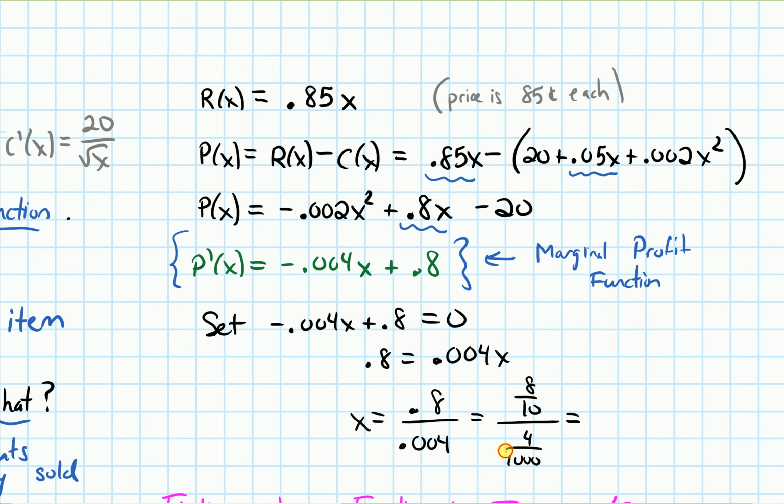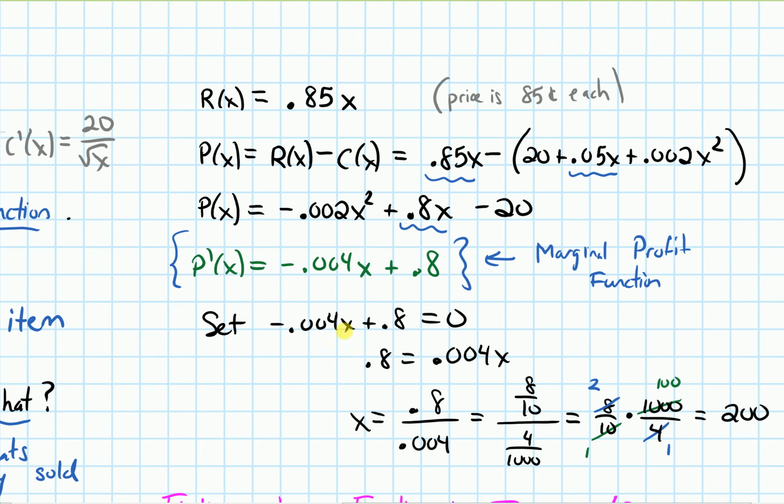This is something I could definitely do without a calculator, so I want to practice doing it without one. So 8 over 10, and when I divide by a fraction, that's the same thing as multiplying by the reciprocal. So I multiply by 1,000 over 4. Then the 10 and the 1,000 cancel a little bit. I'll be left with a 1 here and a 100 up here. And the 4 and the 8 cancel a little bit. I'll be left with a 1 here and a 2 here. So finally, 2 times 100 is 200. So that's my value of x that makes the marginal profit be 0.